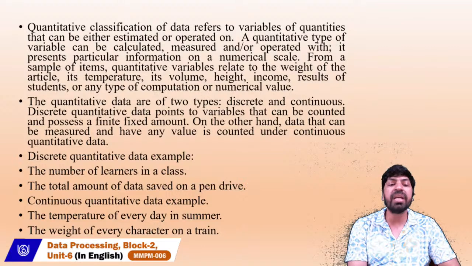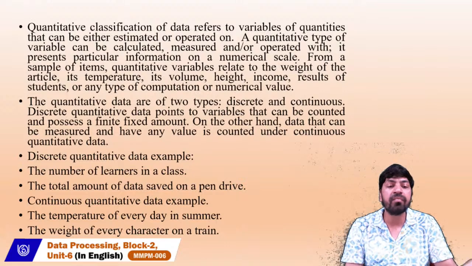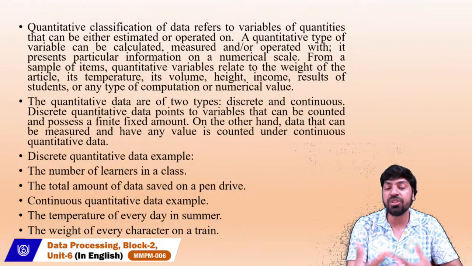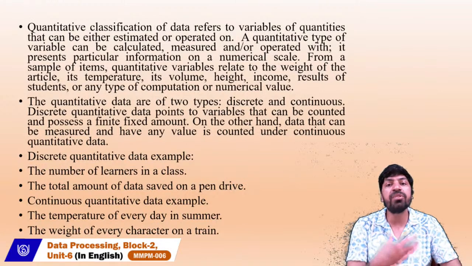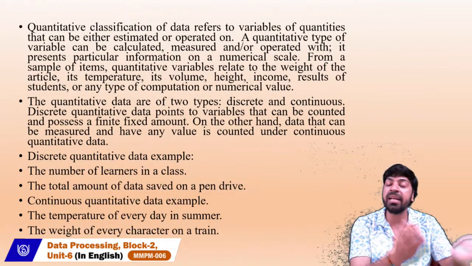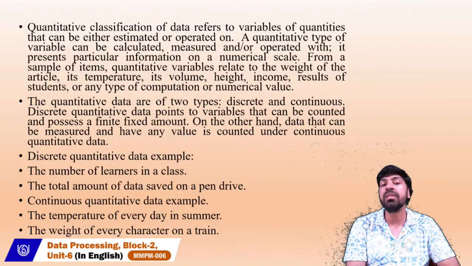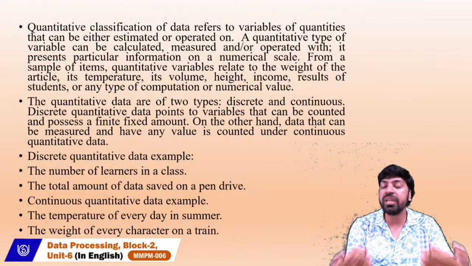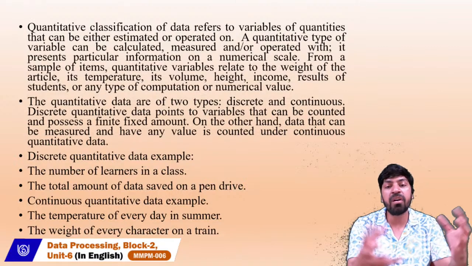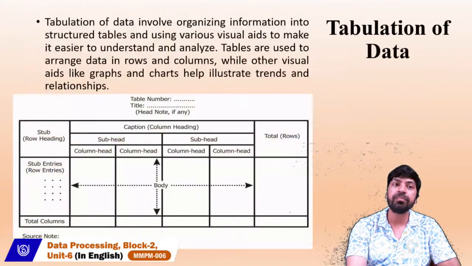Continuous quantitative data: temperature of every day in summer. It keeps on changing, it's not fixed. The weight of every passenger on a train, it keeps on changing. From time to time, they're changing their seats. Who will come to this seat? Who will come to another seat? And again, the changes occur. That becomes continuous quantitative data that you have to measure again and again. If there is another group of persons, then you have to continue with that group of persons for the measurements.